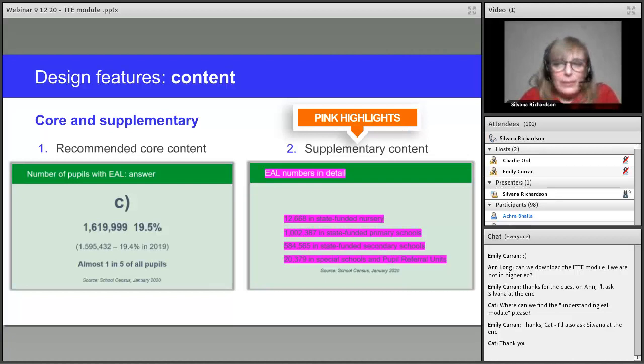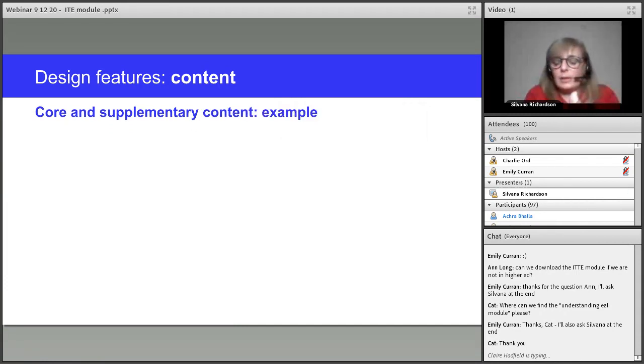So if you look at the left, you only have the general number of pupils with English as an additional language, but if you want to go into more depth, you see in the slide on the right the numbers in detail. You see the numbers for nursery, primary schools, secondary schools, special schools, and pupil referral units. So it's up to you whether you want to go just at the level of general numbers or you want to drill that into more detail.